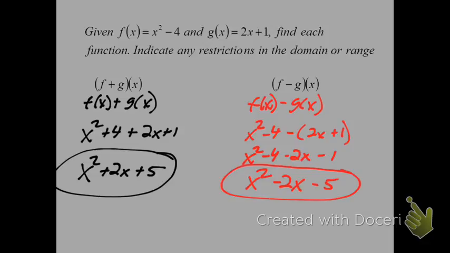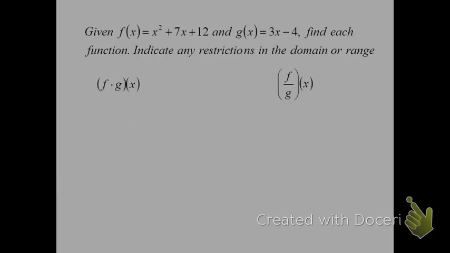So it's a very simple operation, stuff you already know how to do. It's just a different notation of setting it up, setting it up in function notation, not so much as just here's the problem, but you've done everything here that we've done before. So a couple different ones now. F of x equals x squared plus 7x plus 12. G of x equals 3x minus 4. So you have f times g of x this time, so we're going to multiply these.